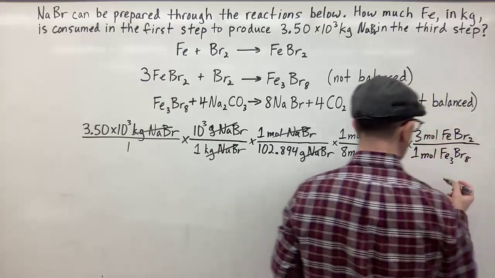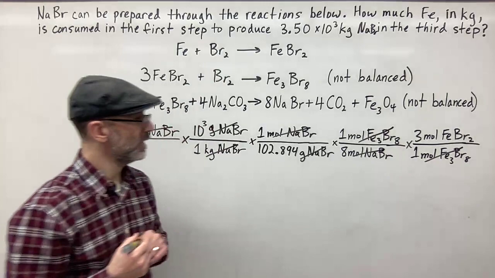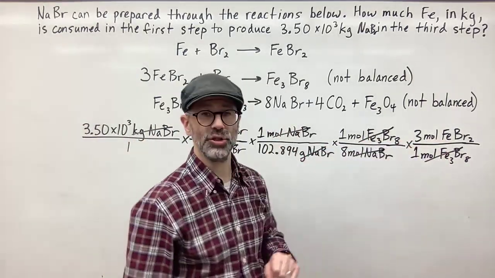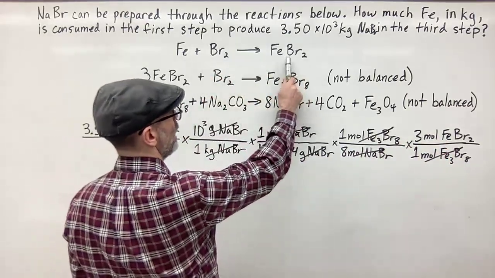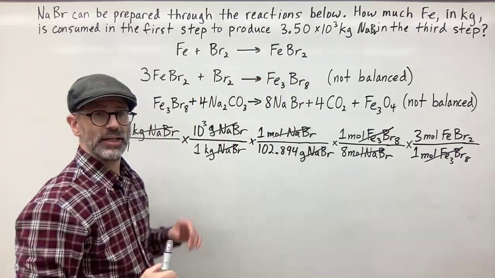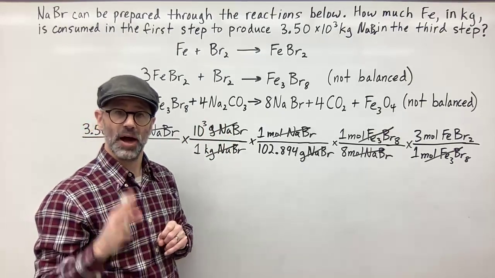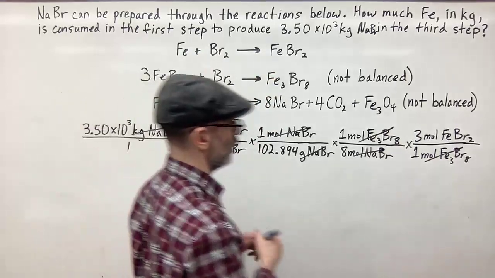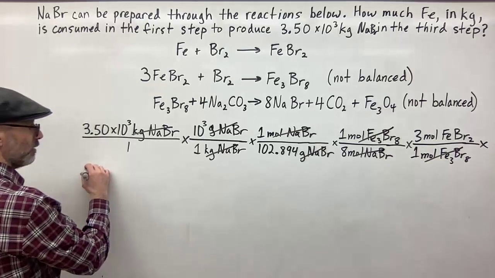FeBr2. So now the moles of Fe3Br8 cancel out. Now I have moles of FeBr2 on top. Now I can go to the first equation where I have a relationship between FeBr2 and iron, right? So now I can do a mole ratio and get to iron using FeBr2 and iron. So here it's a 1:1 mole ratio. So now I'm going to continue down here since I don't have enough room.